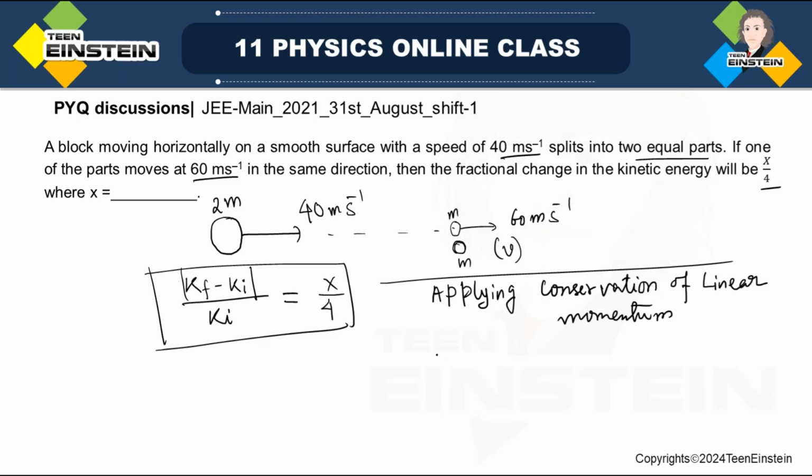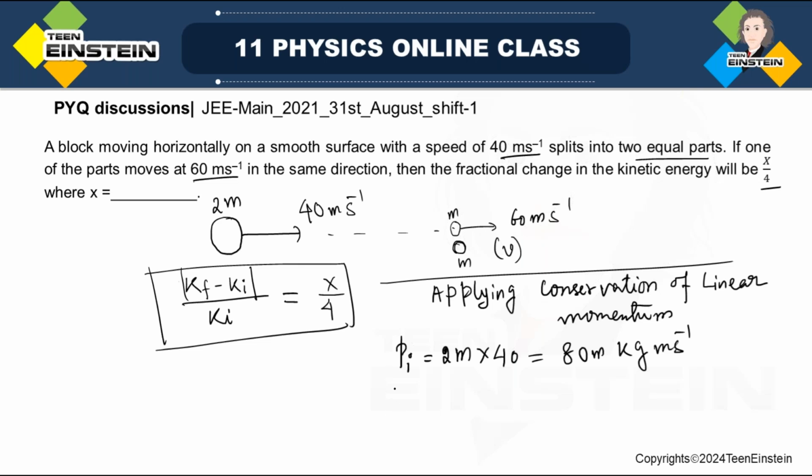Okay. So what is the initial momentum? That is 2m into 40 meter per second. So this is the initial momentum. This will be 80m. Let us take that as kg meter per second. The m will be there because I have taken 2m.